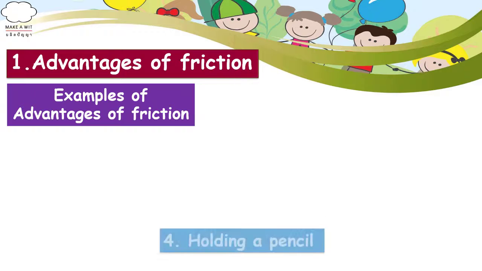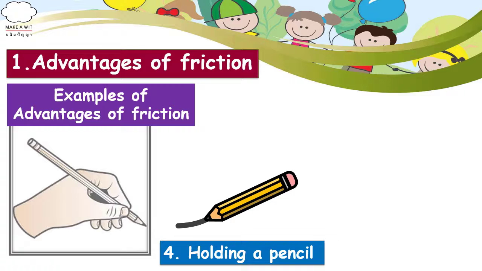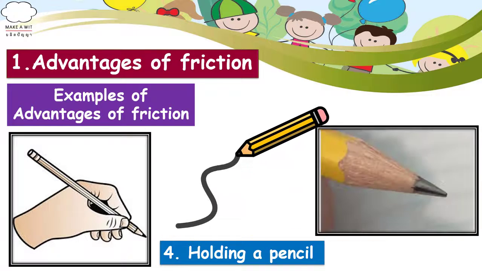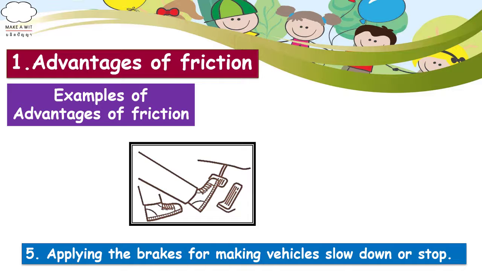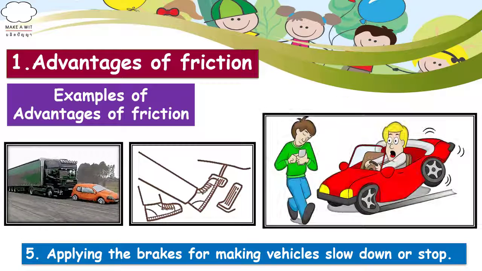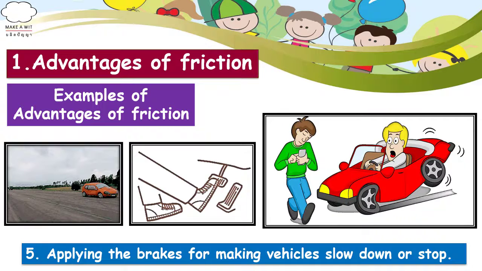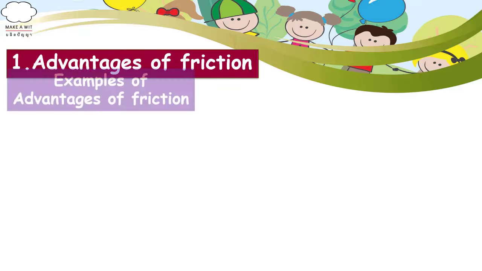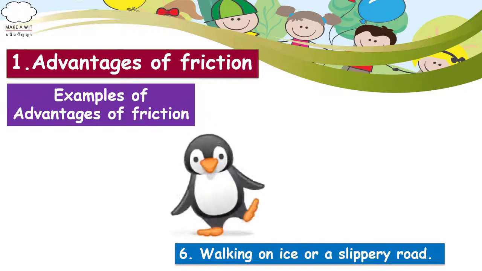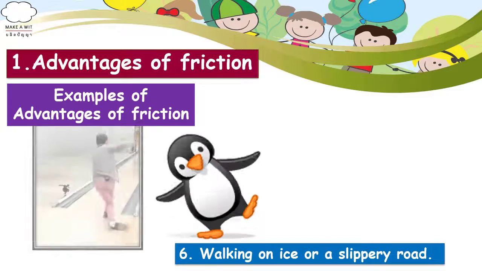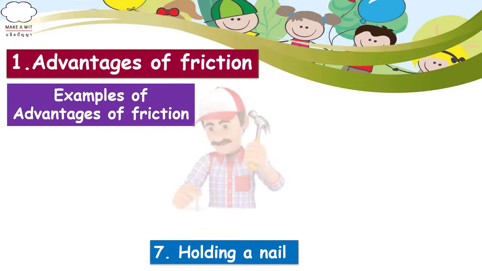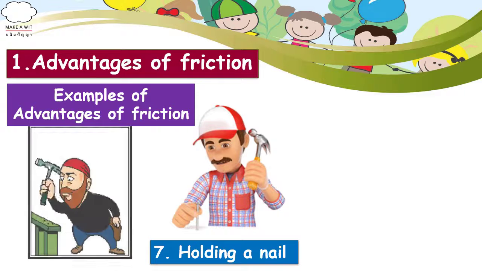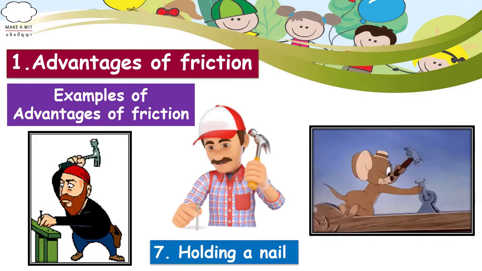Number 4, holding a pencil. Excellent. Next. Number 5, applying the brakes for making vehicles slow down and stop. Okay. Number 6, walking on ice or a slippery road. Excellent. Next. Number 7, holding a nail. Look at the picture.